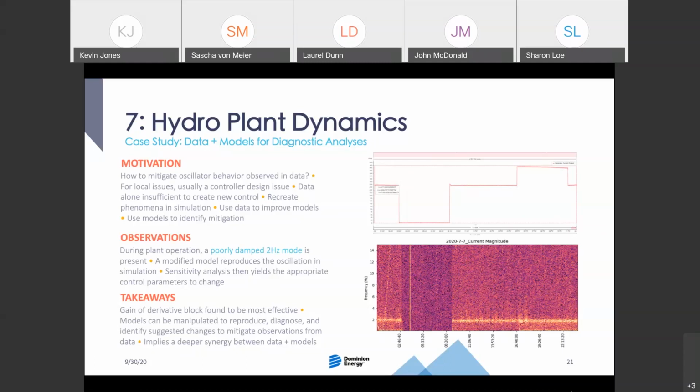And in doing so, you achieve 2 things. One is you improve the model, but 2, you can also use this approach in a diagnostic fashion, because figuring out which component of the model is going to produce that behavior will tell you which component of the actual generating unit needs to be modified to eliminate it. So there's this really fantastic marriage of data and models for diagnostic analysis, and we're really just scratching the surface with it.